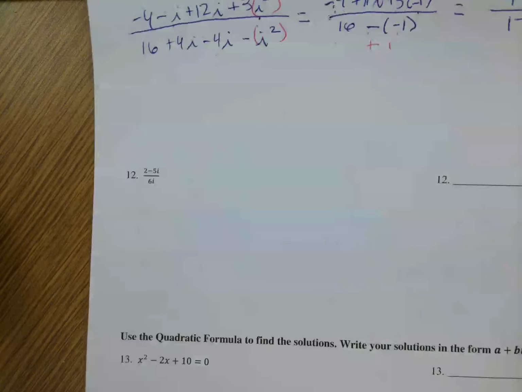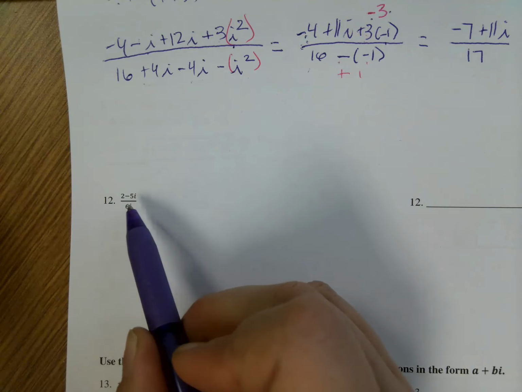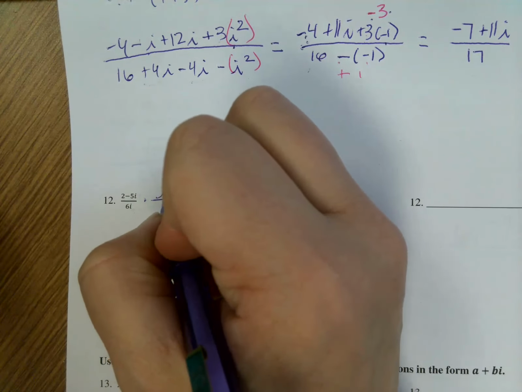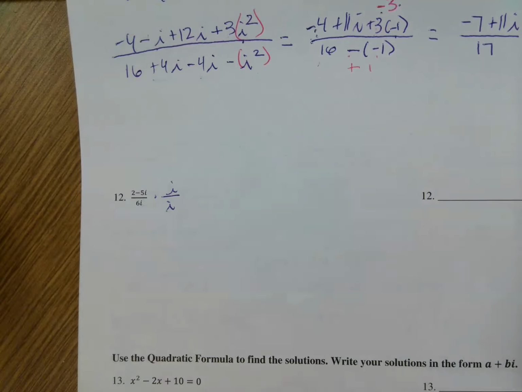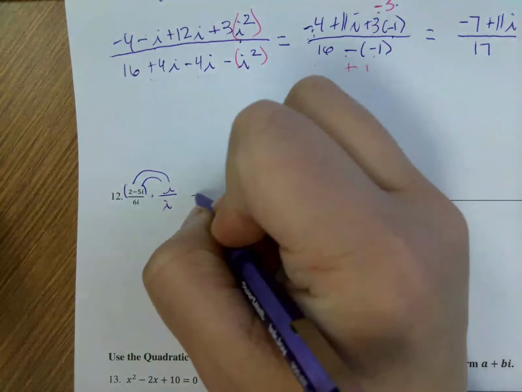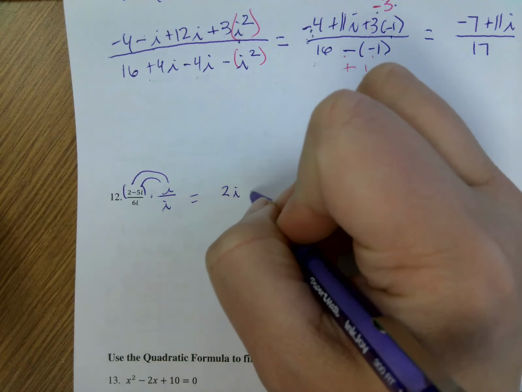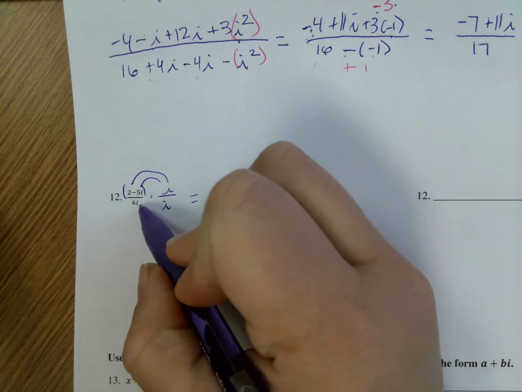Compared to this, question 12. Now I just have the imaginary part. If I want to get rid of that imaginary part, I have to multiply it by i over i. So I distribute. So this becomes 2i minus 5i squared. And this is the whole multiplying.